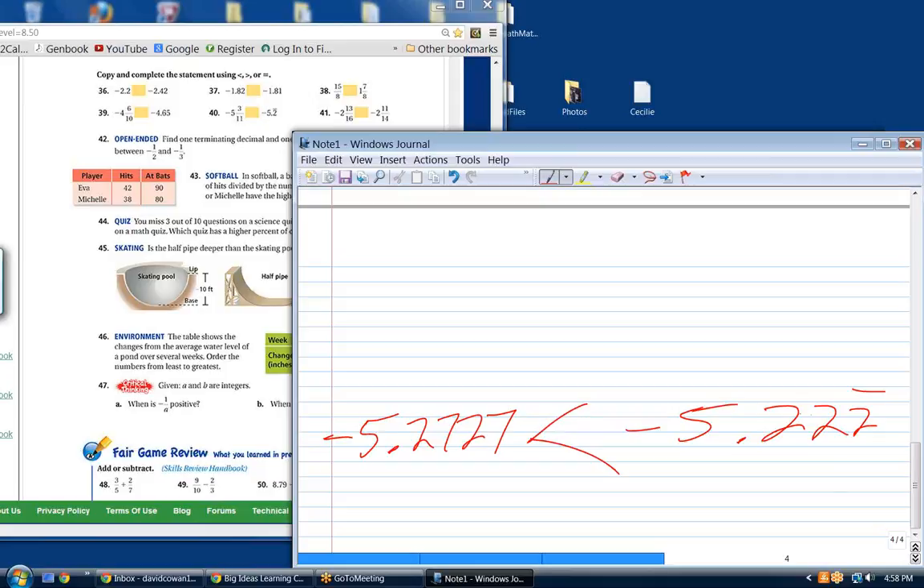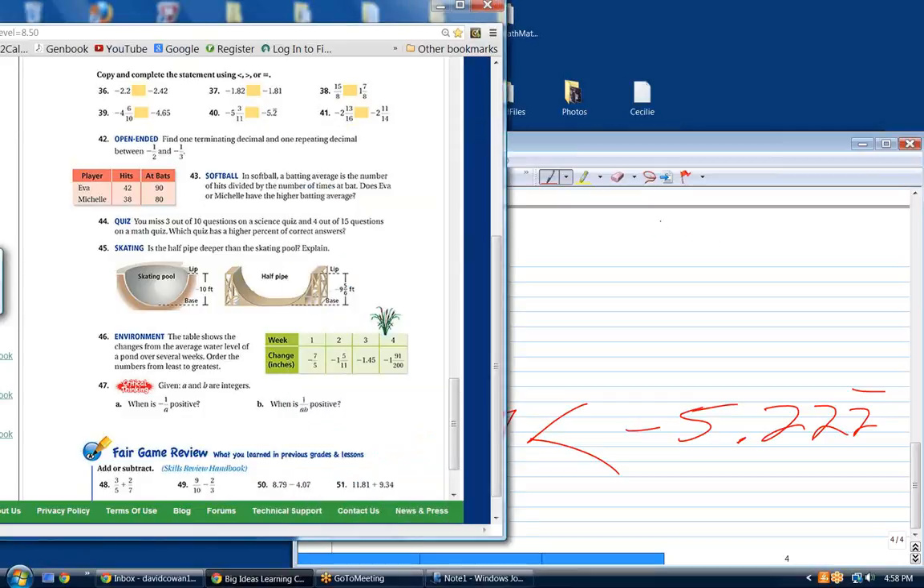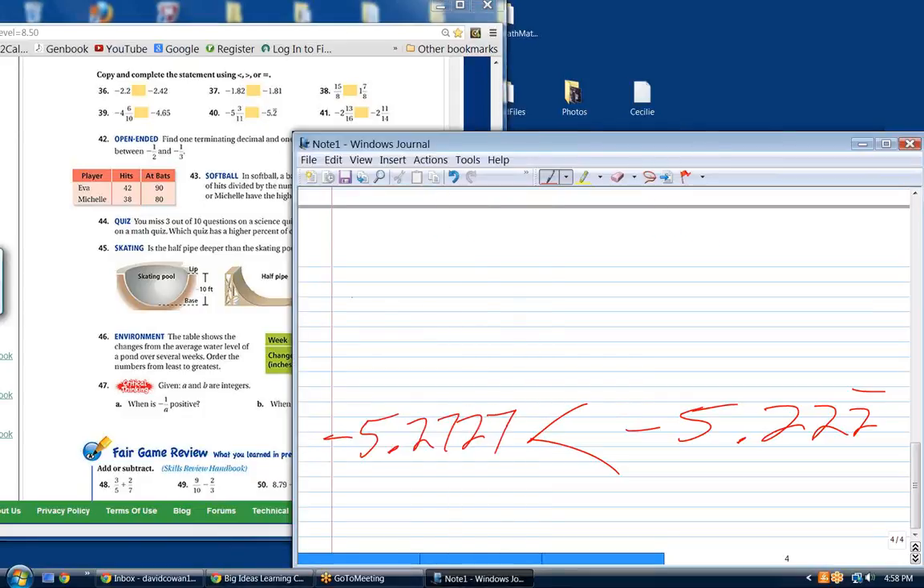In other words, this is bigger than this. There's more of the one on the right. It's all about where it is on the number line. If there's the number line, this thing's over here at minus 5.27, and this thing's right there at minus 5.22. Because of absolute value.